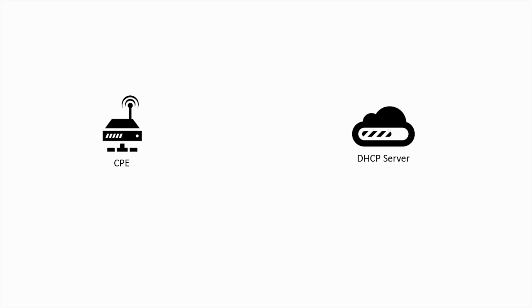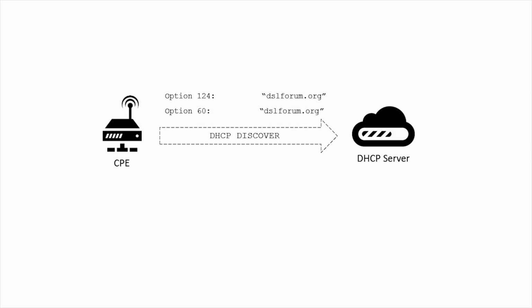Lastly, TR69 defines a mechanism for using DHCP options to configure the ACS URL. When a CPE comes online, the DHCP server that assigns its IP address can provide the ACS URL in certain DHCP options. A CPE can announce that it supports this capability in its DHCP DISCOVER message by including a special string anywhere in the DHCP vendor class identifier option 60 or in the DHCP VI vendor class option 124.